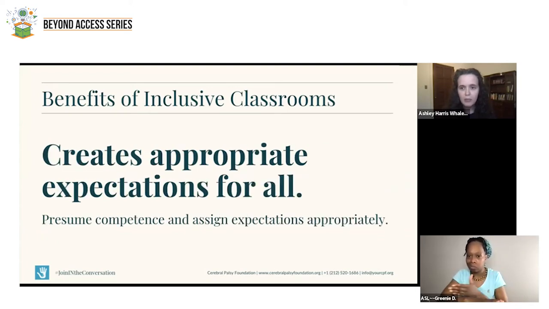And the fourth benefit of inclusive classrooms is that they create appropriate expectations for all. They allow us to presume competence, which should be our default, and to assign our expectations appropriately. Differentiated instruction and co-teaching in a general education classroom makes it easier for students with IEPs and 504s to be taught at the same grade level and the same content material as their classmates that are within their same learning community.